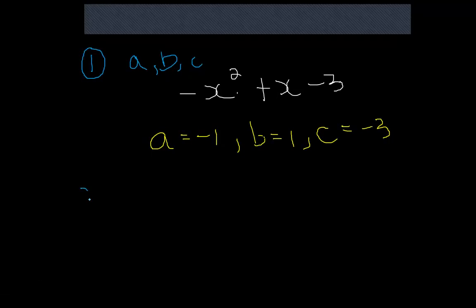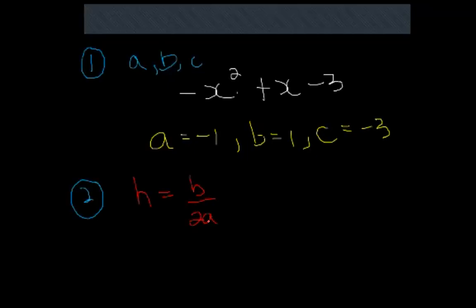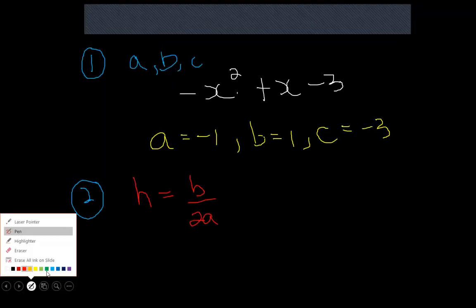Second step, it's the second and final step now. You need to find your H and your K and just substitute it into a completed square form, right? Completed square form. H and K. The formula for H is B on 2A. So all I have to do is take my values from the first step, values of A, B, and C, and substitute them into my formula.